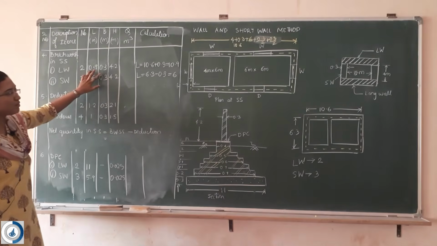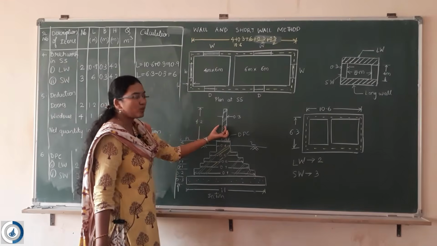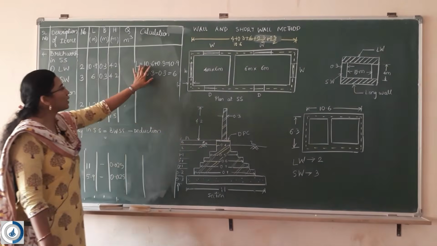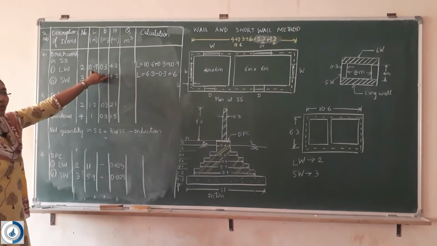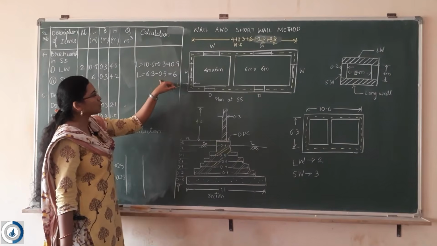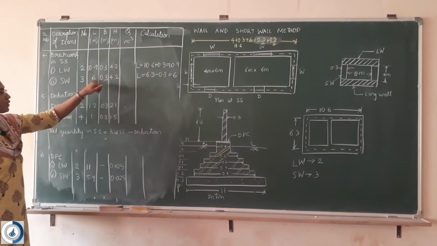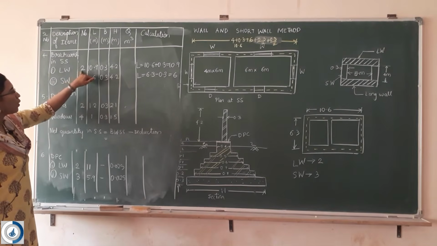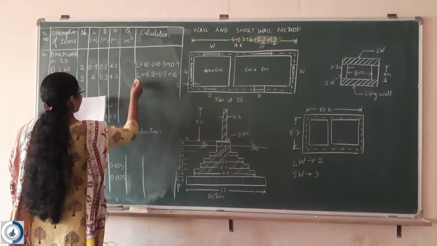So length, how we are going to calculate? Again the same method, 10.6 plus width of the wall. So 10.6 plus 0.3, which is 10.9 for the long wall, and similarly for the short wall 6.3 minus 0.3, which is 6, that we have written over here. And you have 2 long walls and 3 short walls. So the calculation goes like this.